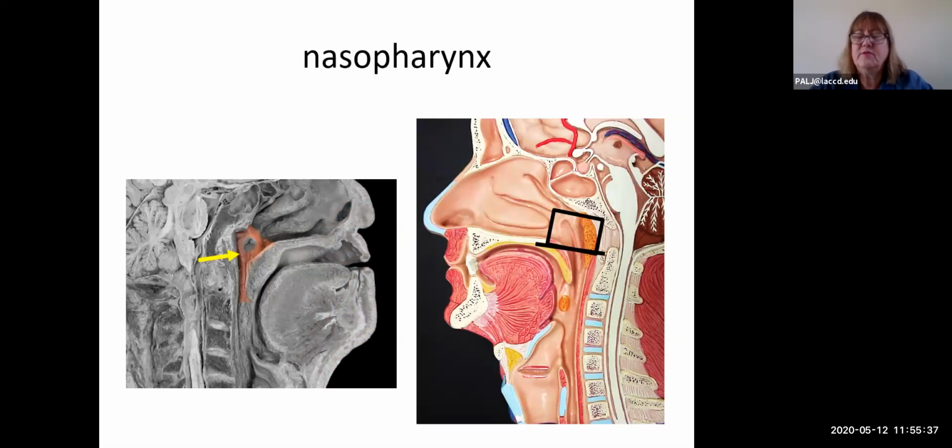So the most superior section is called the nasopharynx. Notice it's naso with an O and not nasal with an AL. So this is the area that's just posterior to the inferior and middle nasal conchas and is above the level of where the palate is.